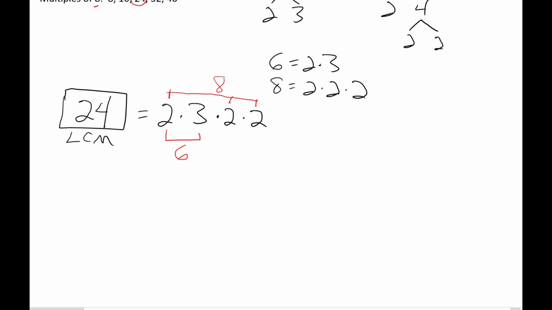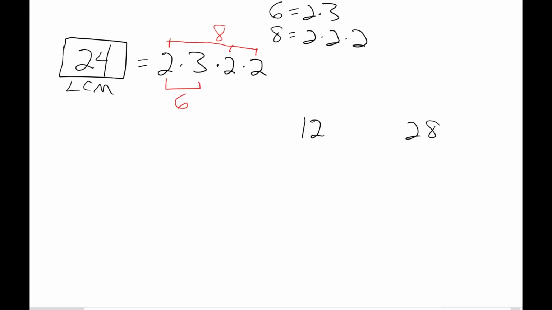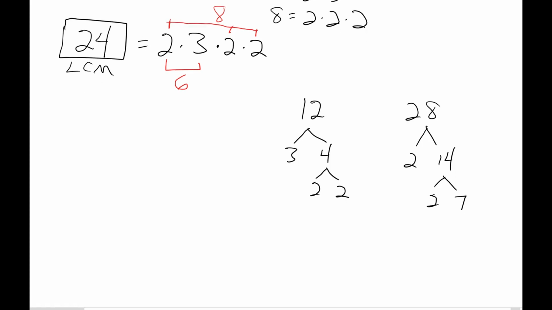Okay, so I want to find the least common multiple of 12 and 28, which means I'm going to start by finding the prime factorization of 12 and 28. So using factor trees on 12, I get 3 times 4, and 4 breaks down into 2 and 2. So there's my prime factorization of 12. 28 is, let's see, 2 times 14. 14 becomes 2 and 7. All right. So for 12, my prime factorization is 3 times 2 times 2. And for 28, my prime factorization is 2 times 2 times 7.